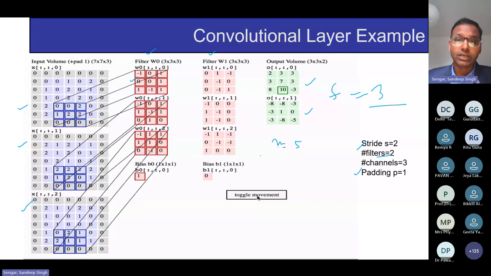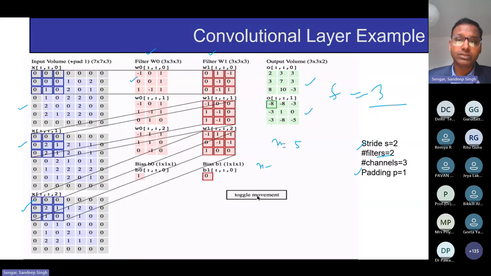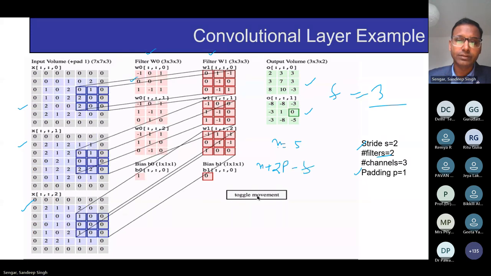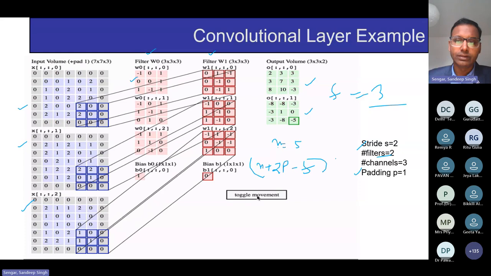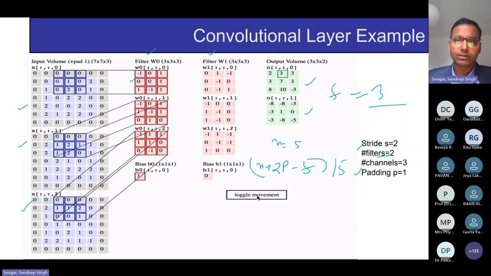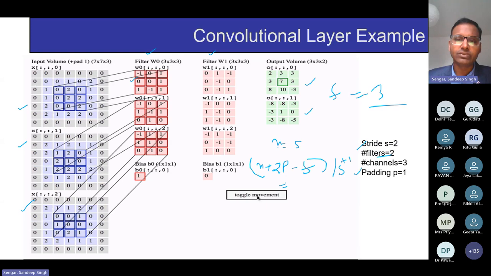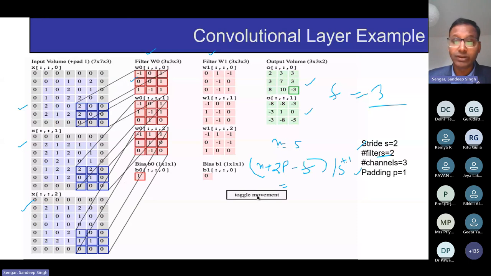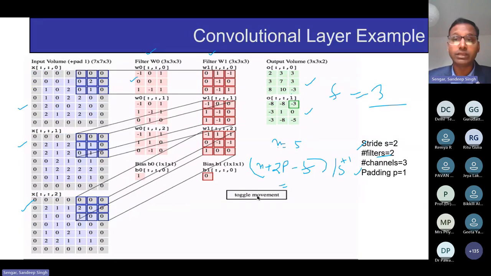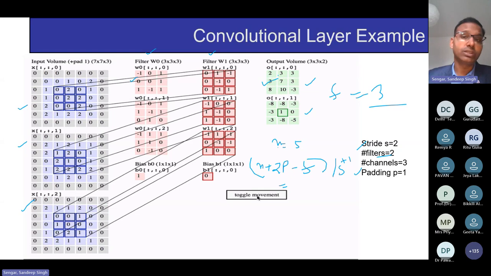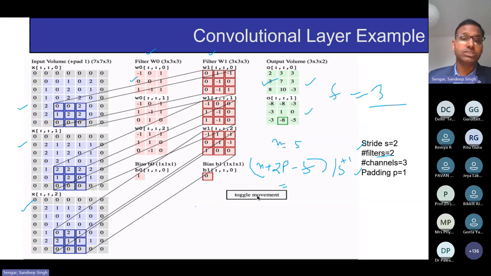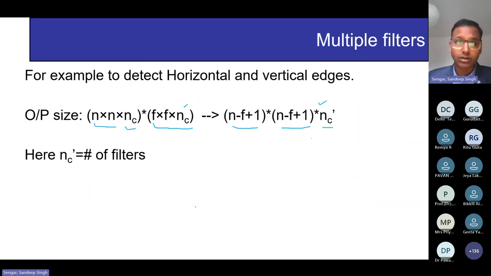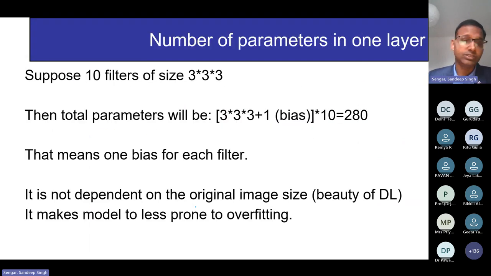I'm talking about the size. Filter size is 3. So the formula will be n plus 2p minus f, right? Divided by s, plus 1. If we calculate this one, n equal to 5, p equal to 1, f is 3, divided by s is 2. If you write all these things, then the answer will be 3. Just you can try. So we will get output as 3 cross 3 size. Right? So this is the way we can work for this convolution layer. I hope you don't have any question in this convolution layer part.